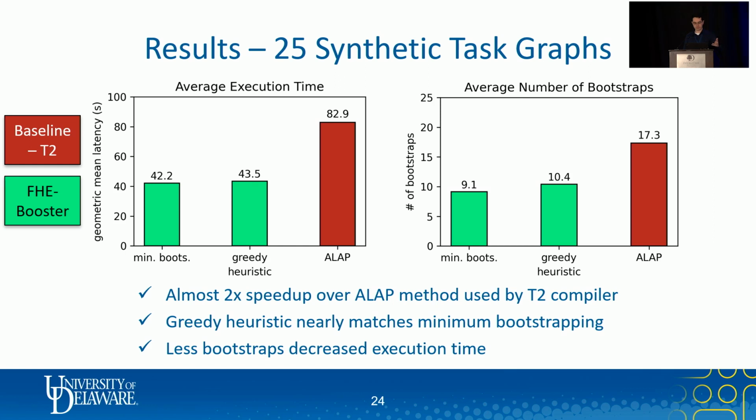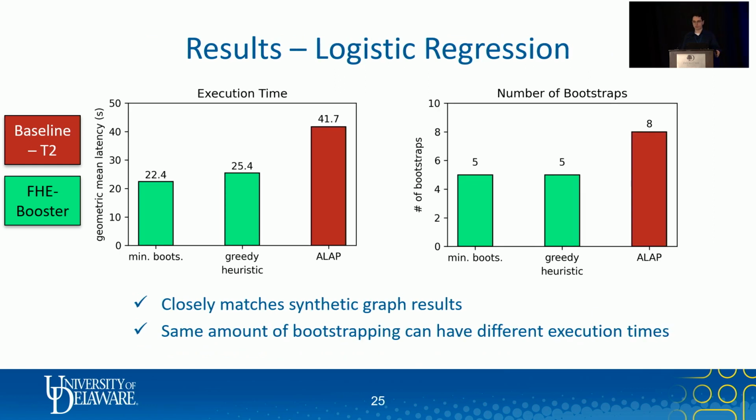And the good news is when we tested this with our logistic regression program, we essentially see the same results, where again, our methods reduce the number of bootstrapping, which improves performance. And we can also see here that the minimum bootstrapping and the greedy heuristic ended up doing the same number of bootstrap operations, but they chose slightly different sets of ciphertext to bootstrap, and so they do have slightly different execution times.